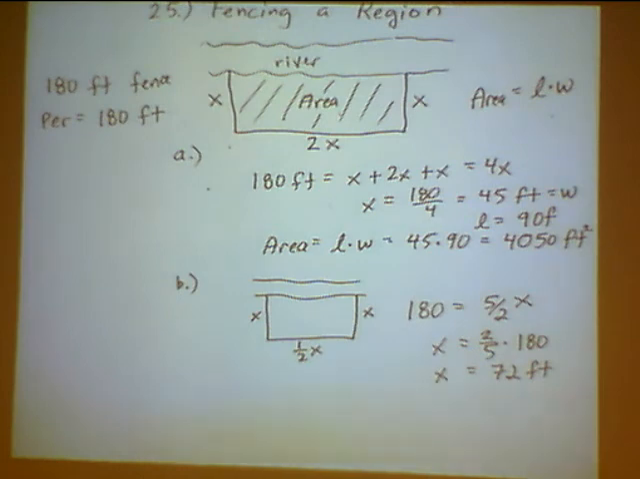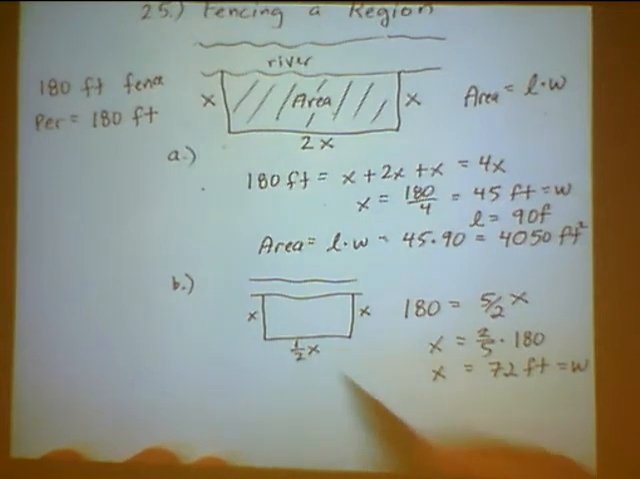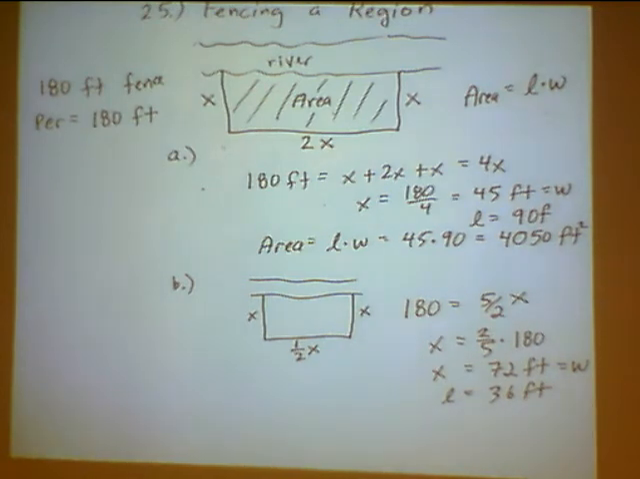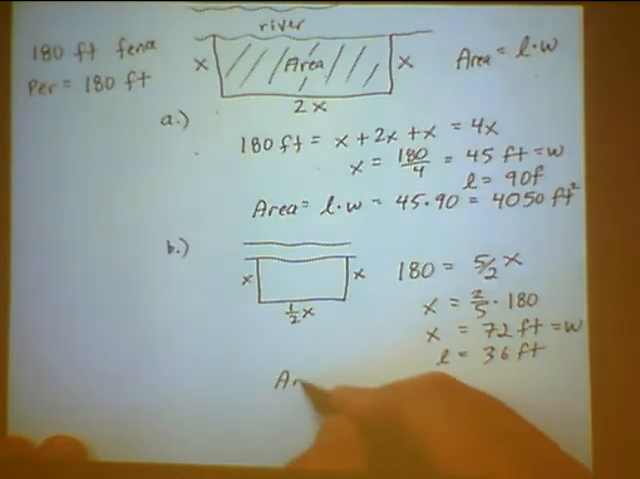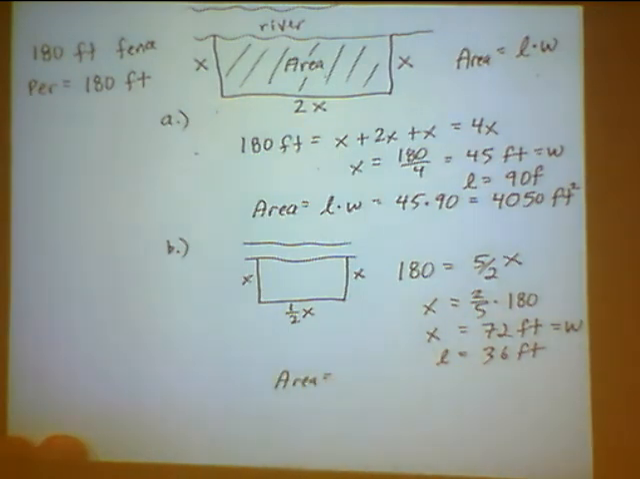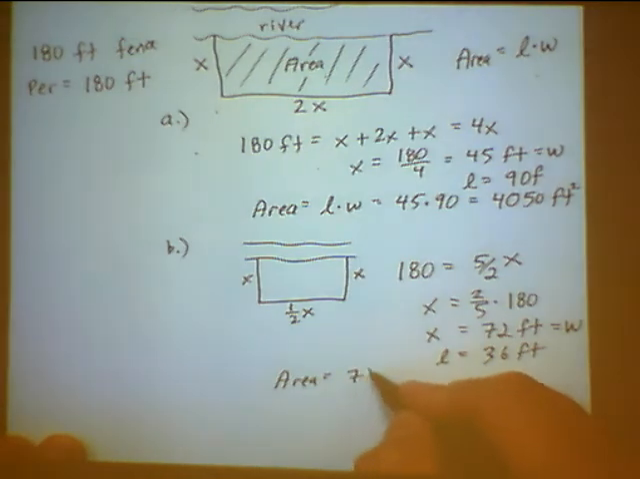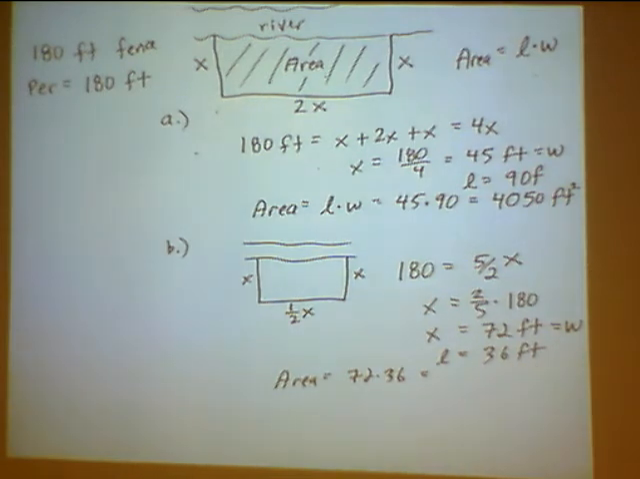So now, if this is my width, then my length is 1/2 of the width, so the length must be 36 feet. So now for this scenario, the area is 72 times 36, and that equals 2,592 square feet.